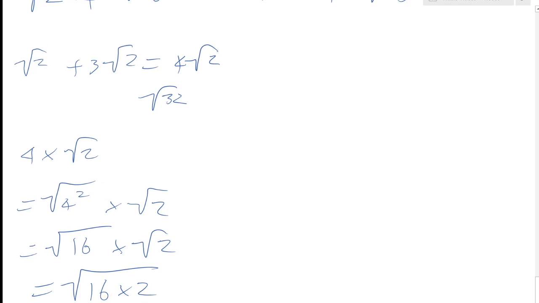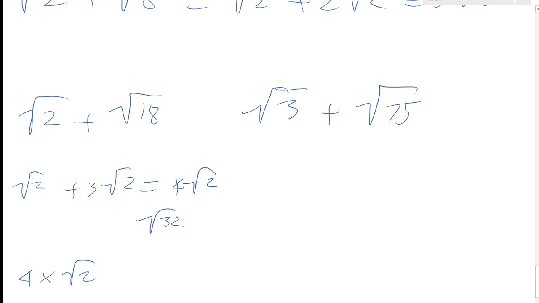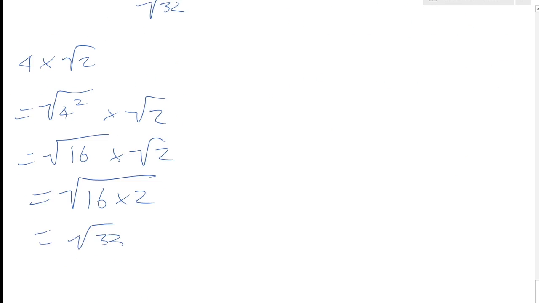Going back to the other example, root 3 plus root 75, root 3 is just root 3, root 75 is root 25 times root 3, which is 5 root 3, so that whole thing just equals 6 root 3.